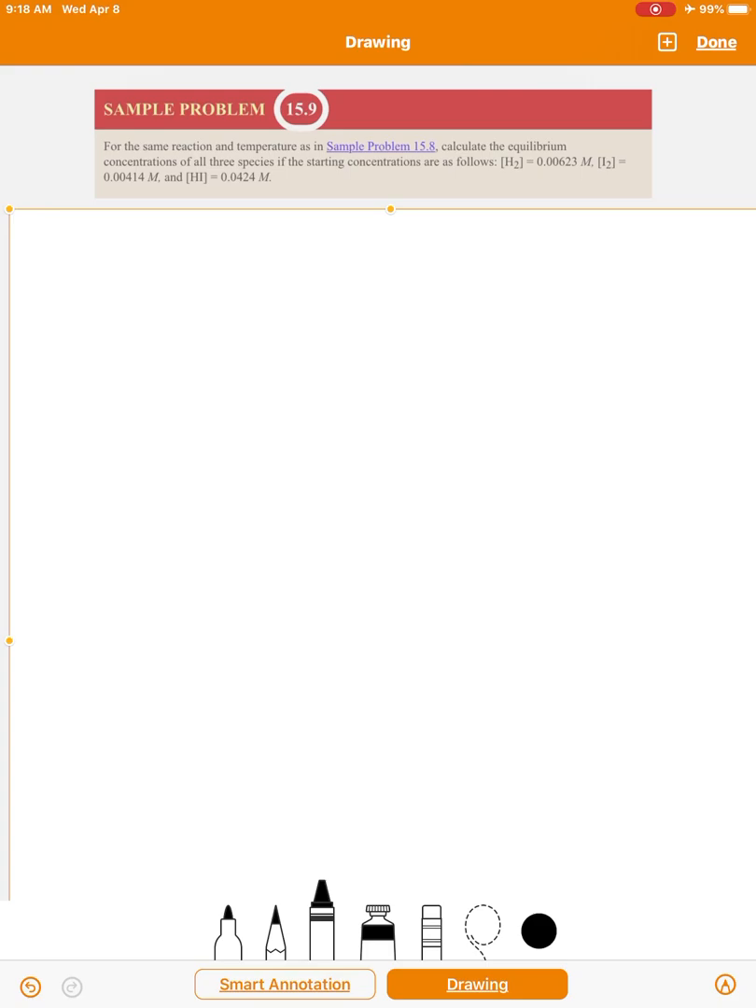Okay, here's sample problem 15.9. For the same reaction in temperature as in sample problem 15.8, calculate the equilibrium concentrations of all three species if the starting concentrations are as follows. The concentration of H2 is 0.00623 molar. The concentration of I2 is 0.00414 molar. And the concentration of HI is 0.0424 molar.